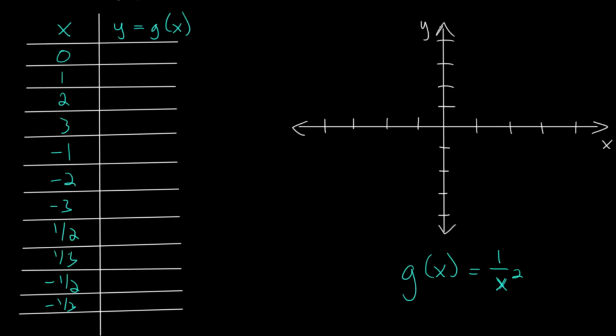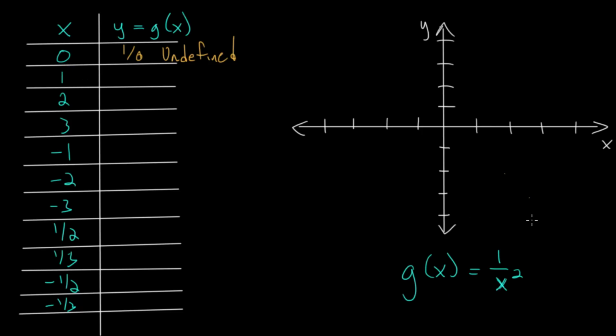Now, starting with 0, we would have 1 divided by 0 squared. So again, we're going to end up with 1 divided by 0 here, which we know is undefined. So we cannot plug in x equals 0. We're going to end up with what we call an asymptote, a boundary layer here that the function cannot pass through. But we can plug in everything else. This is the only value of x that is not in the domain of this function.